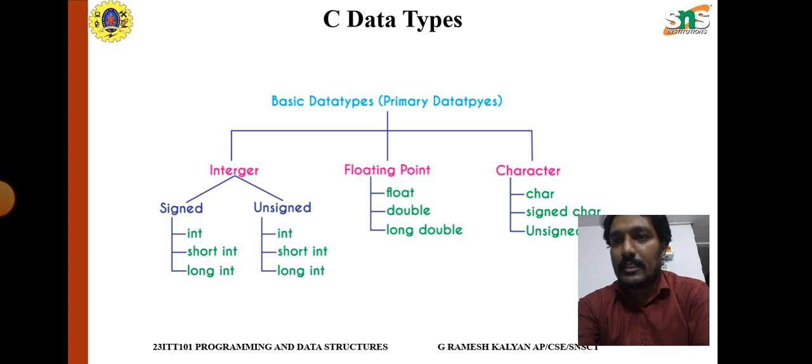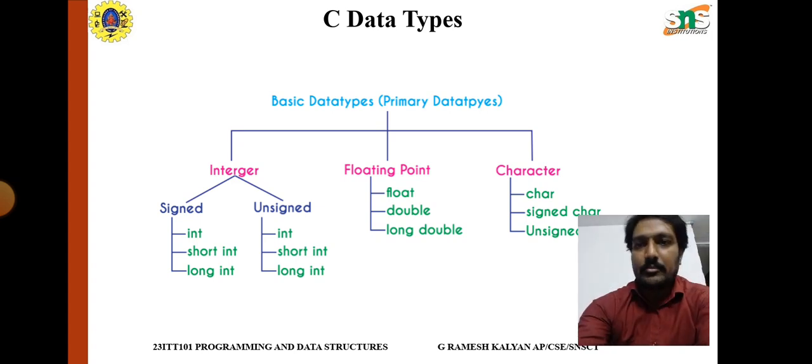So the basic data types, that is the primary data types. First one is integer, signed and unsigned. Then floating point, then character. We have int, short int, and long int, divided based on the memory in bytes.